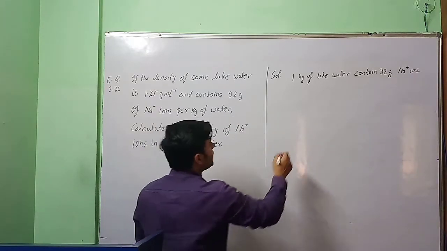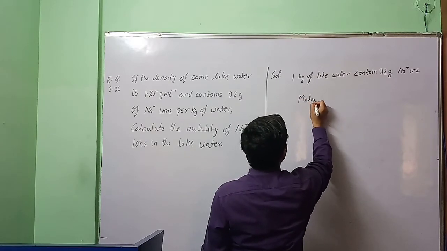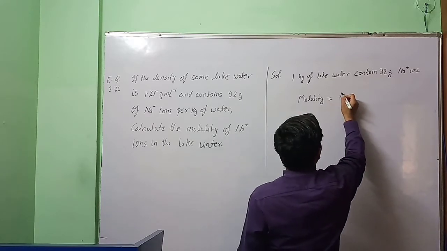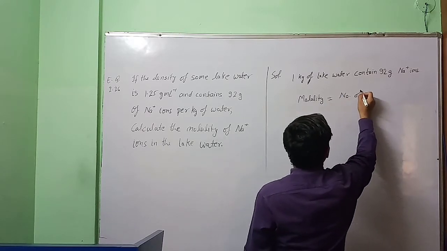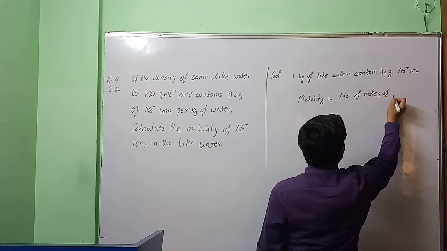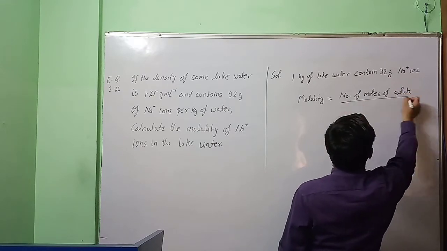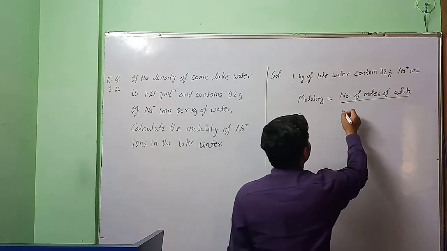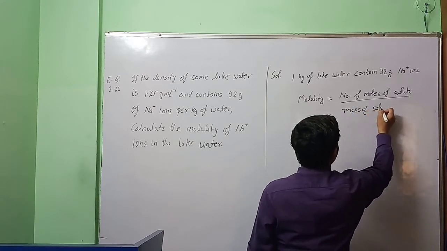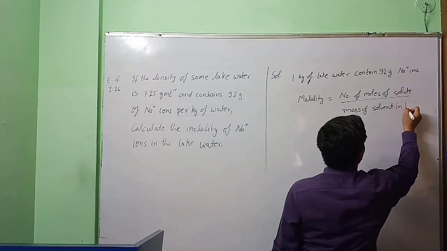Now to find the molality, we have the formula: Molality equals number of moles of solute divided by mass of solvent in kilogram.